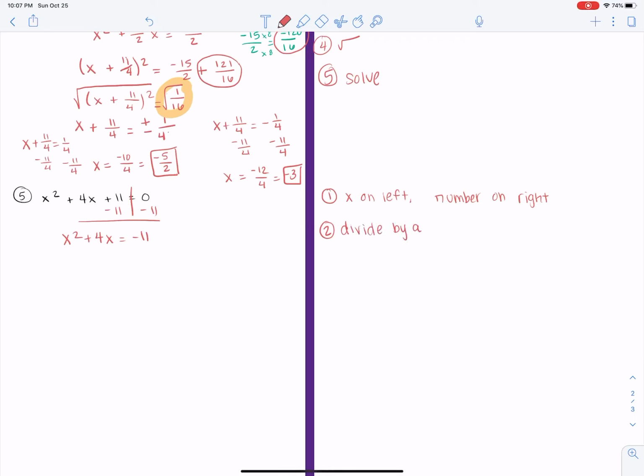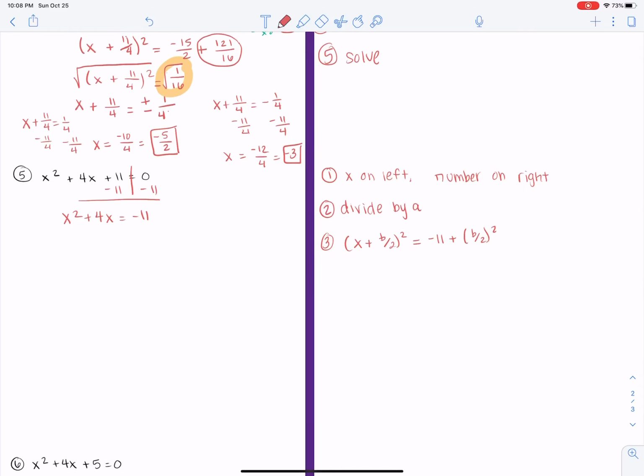But our a in this case is 1, so we proved earlier I can skip that step. Step 3, we're going to build x plus whatever b divided by 2 is, squared, equals the number you had plus this b over 2 value you found, squared. Okay, so I'm going to take x plus equals. All right, take b. 4 divided by 2 is 2. Now take that answer, 2 squared, 4. So x plus 2 squared equals negative 11 plus 4 is negative 7.